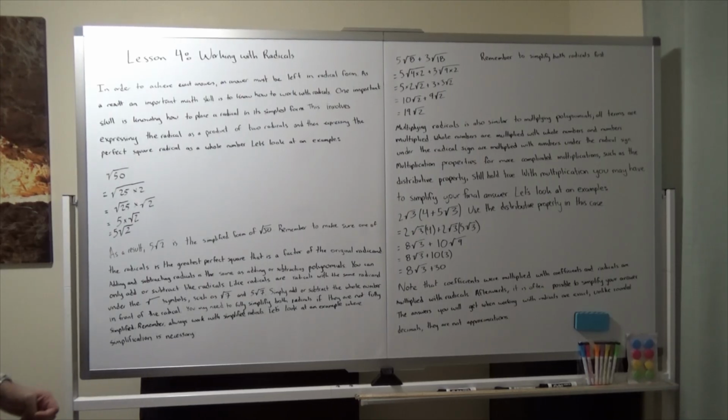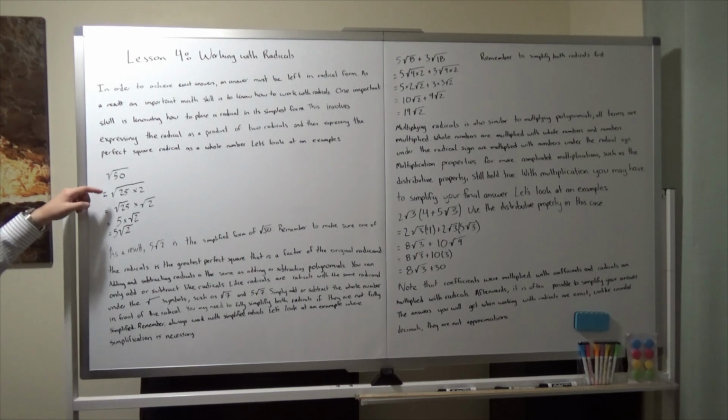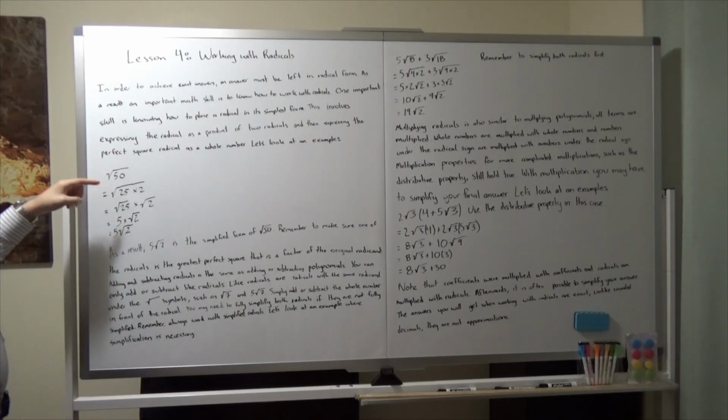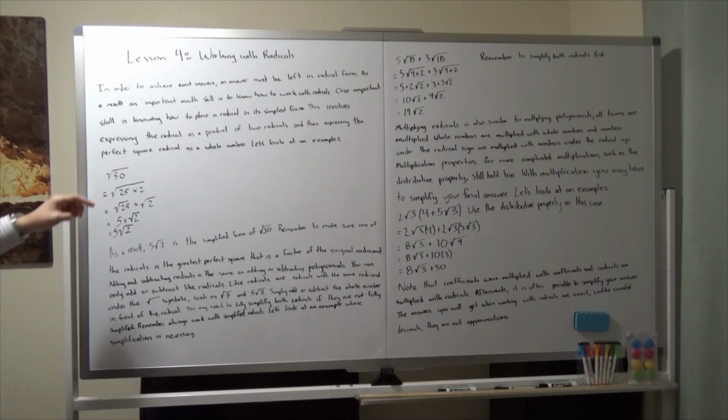Remember to make sure one of the radicals is the greatest perfect square that is a factor of the original radicand. So you have to make sure that the perfect square radical that you're taking that is a factor of the original radicand is the largest perfect square radical. So you always have to make sure that it is the greatest perfect square.